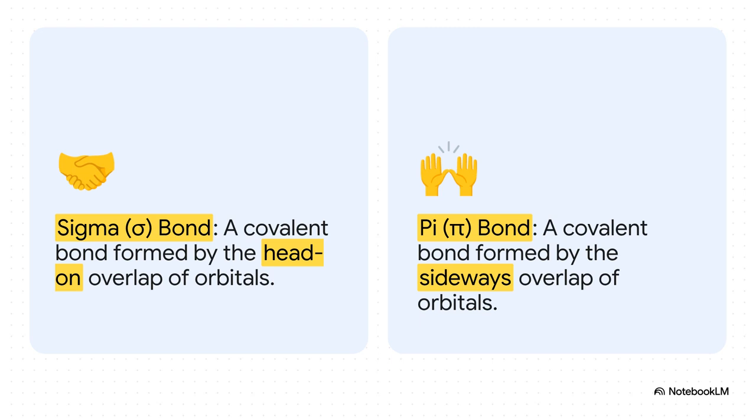Then you have the pi bond. This is a weaker, sideways overlap that you find in double and triple bonds. It kind of hangs out on the outside, which makes it more exposed and way more reactive.